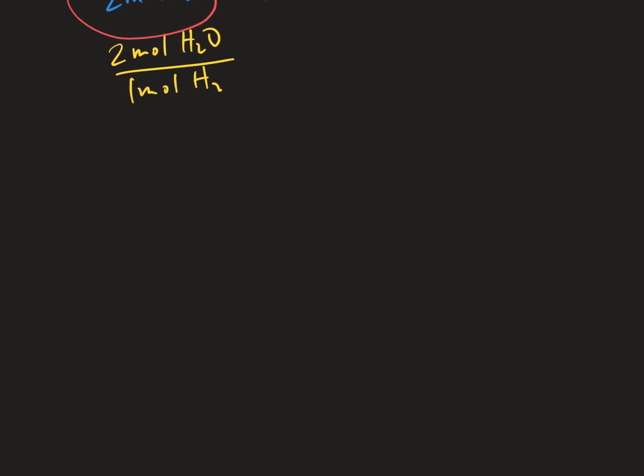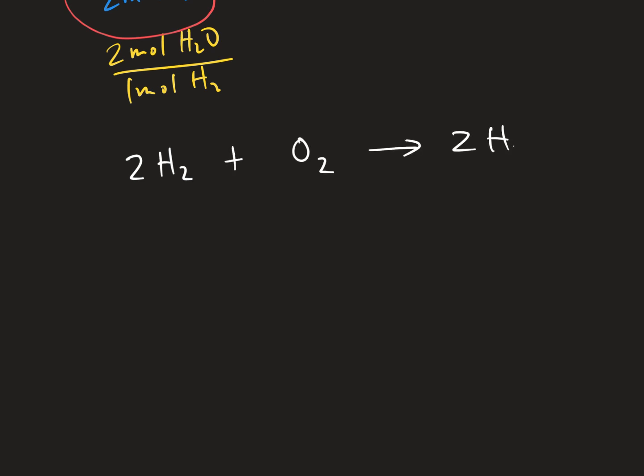Let's say we have 2H2 plus O2 gives us 2H2O. So I'm always going to give you a balanced equation until next unit. Then you'll have to balance it, okay? And let's say I start with 10 grams of hydrogen gas, and I have excess oxygen.